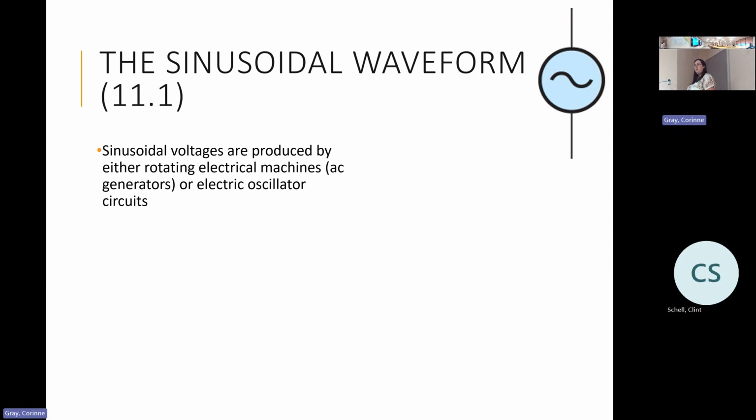As with our direct current sources, we're not really going to care exactly how they work. We're just going to care about how they interact with our stuff.